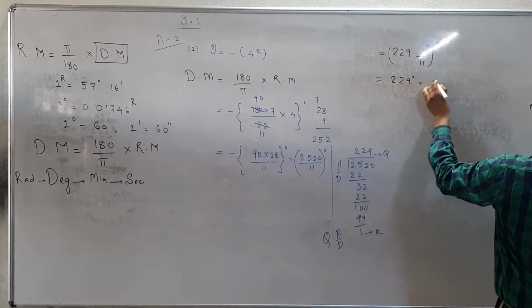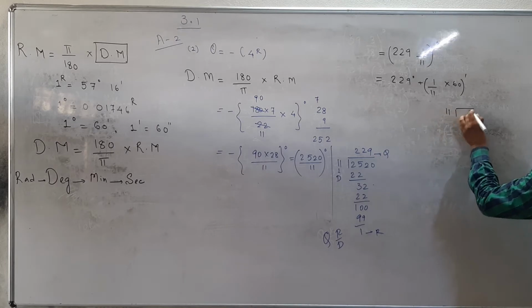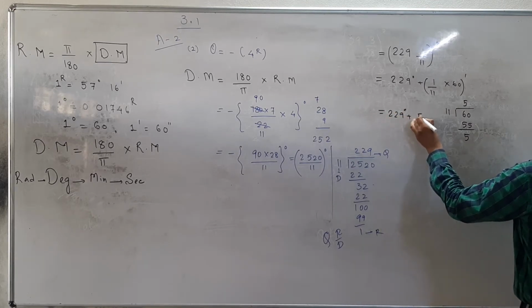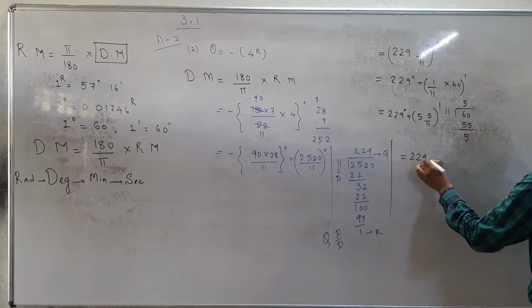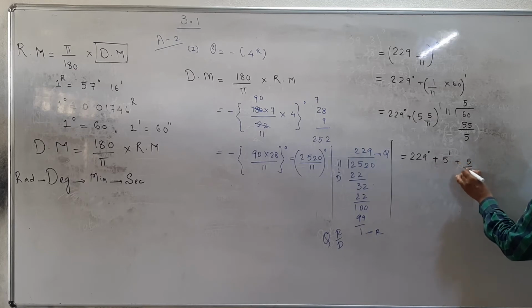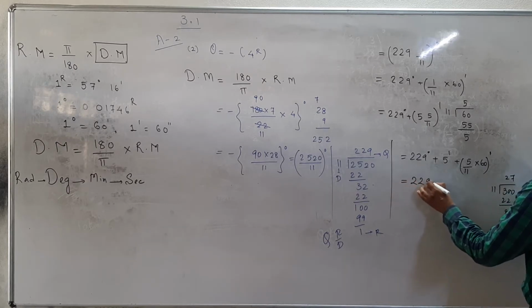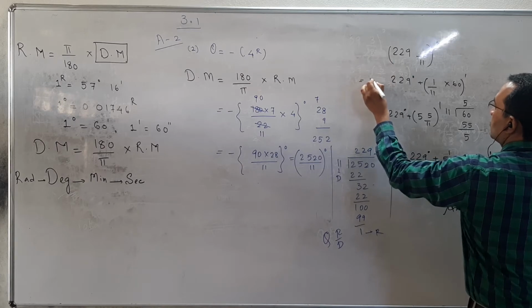Separate out integer part and convert fractional part into minutes. So 11 divides 60. 11 5s are 55. So remainder is 5. Again write this as Q R by D. Then this is written as 229 degree plus 5 minutes plus 5 by 11 into 60 seconds. So 11 divides 300. 11 2s are 22, 80, 11 7s are 77, 3, and I write it approximately. This is 229 degree, 5 minutes and 27 seconds. This is your answer. And negative sign I am carrying forward outside the bracket.